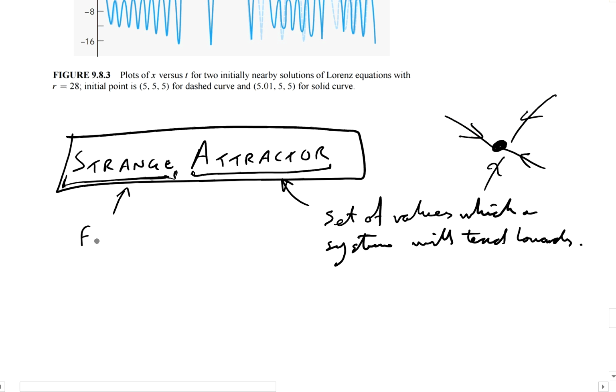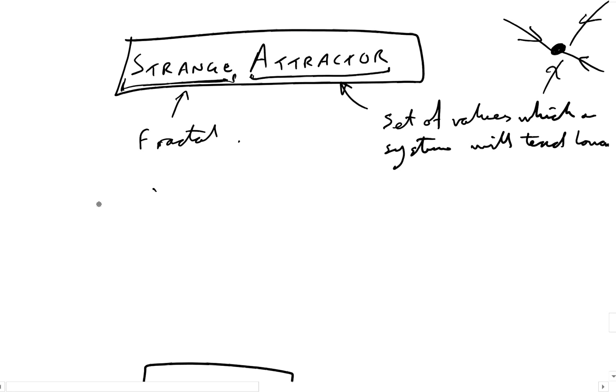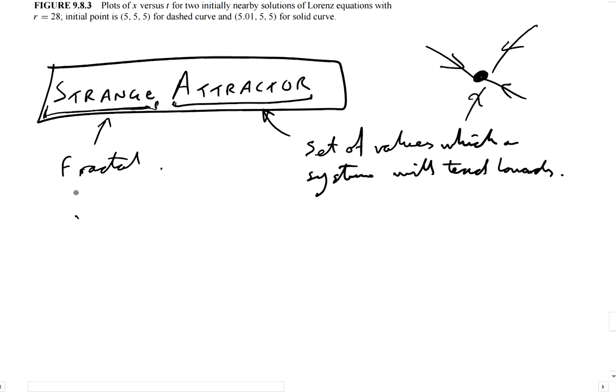Basically, strange corresponds to fractal behaviour. Now, what's a fractal? If you've met a fractal before, then you probably know what it is. But if you haven't, let's do a very quick reminder. It means infinitely jagged.